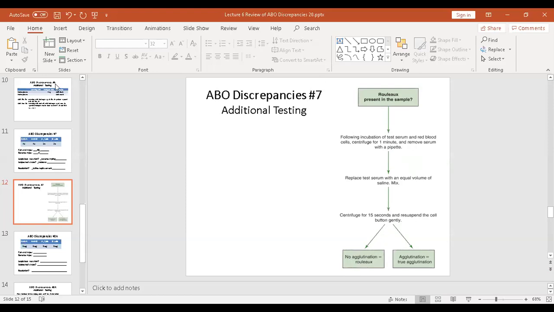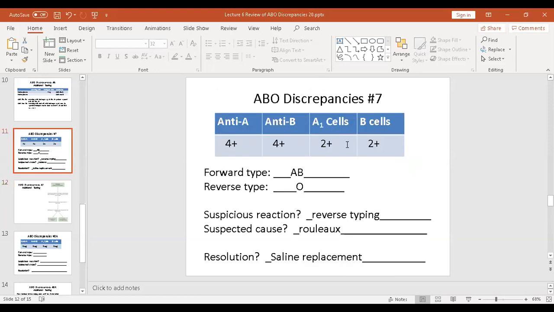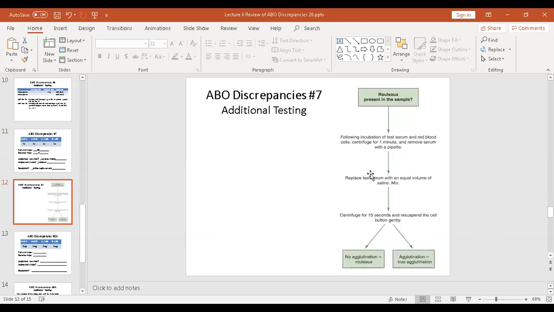Okay? So if we go back for a brief minute here, after saline replacement, both of these are probably going to turn to negative. And if they both turn to negative, then the reverse typing is going to reverse type as an AB as well. Getting back to the saline replacement, okay? If, however, after doing the saline replacement, we see what looks like true agglutination in the tube, we're going to call that a positive. So basically, the saline replacement eliminates misinterpreting results due to rouleau.